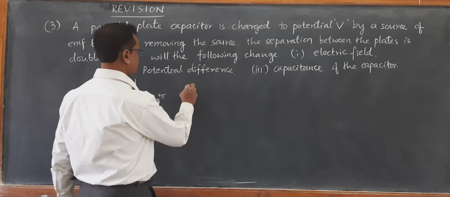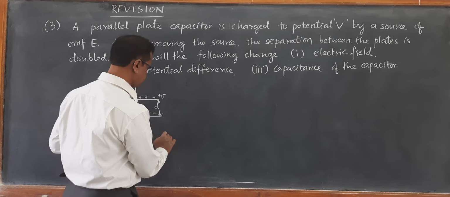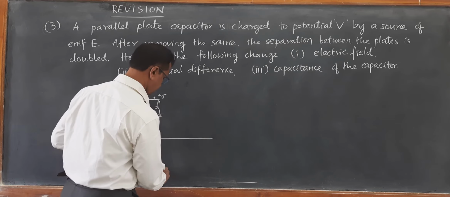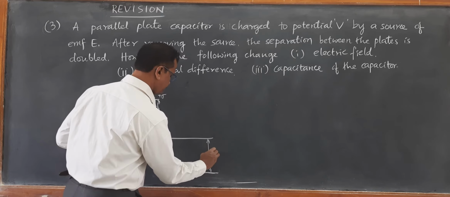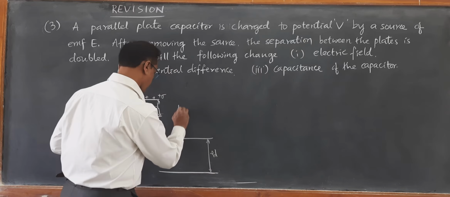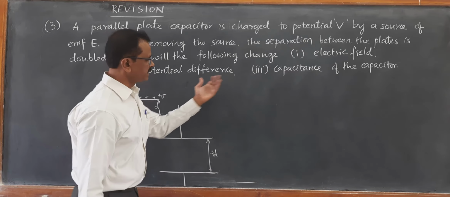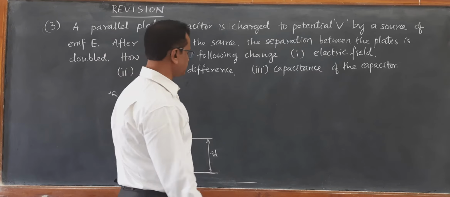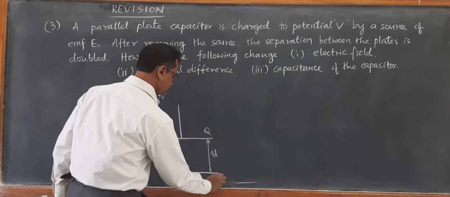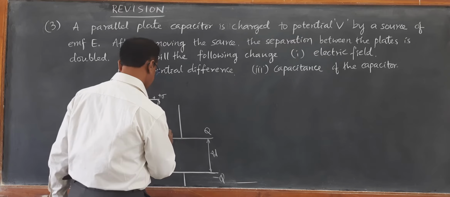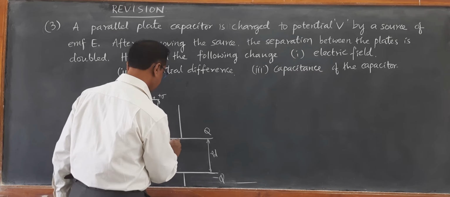Now the first one is what happens to the electric field when the separation distance between the plates is doubled. If it is made 2d, what happens to the potential difference, what happens to the electric field, what happens to the capacitance of the capacitor? The charge density remains the same, plus Q minus Q remains the same, that is, the charge density plus sigma minus sigma remains the same, it is not changed.